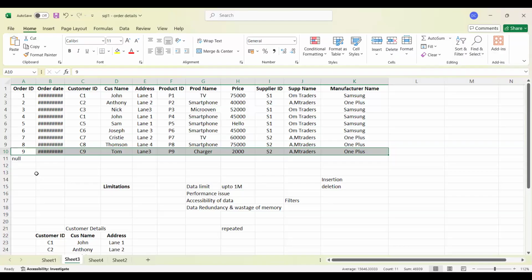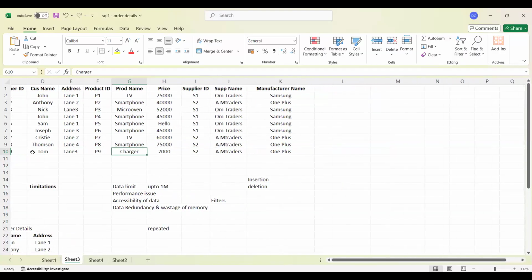No need of storing the order ID, order date, customer ID, customer name, customer address. I don't need that data. I will delete this data, correct? So if I delete this data, the order date, customer name, customer address are of no use. But if you can see here, product name Charger, I don't have in any other row. I have only this one charger row because only one product got sold.